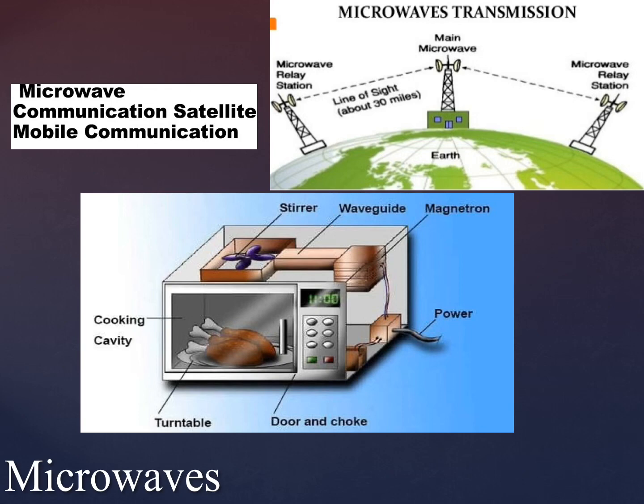If you look at the picture, you will see another part of the microwave, which is called magnetron. This magnetron produces microwaves by accelerating charged particles. So magnetron produces microwave by accelerating charged particles.